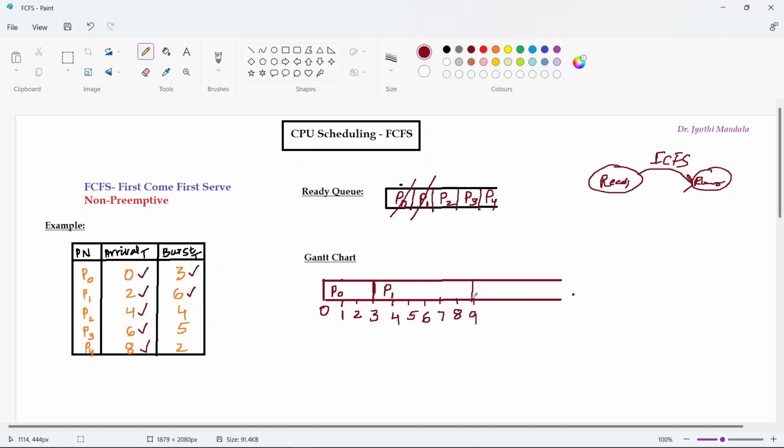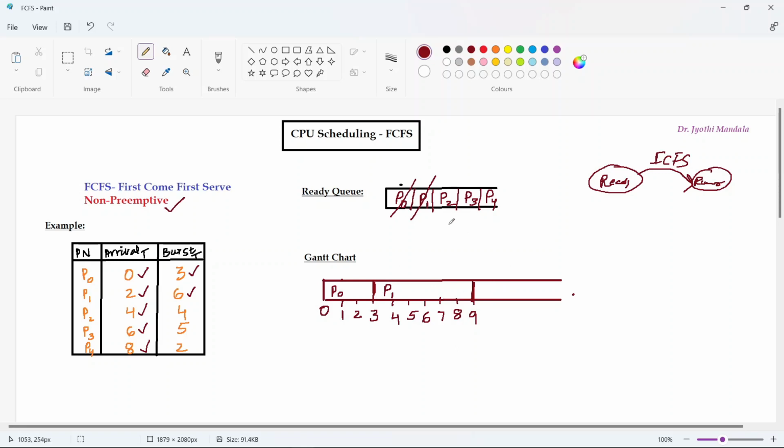Now here comes the end of P1. Okay, so understand 1 second, 2 seconds, 3 seconds, 4 seconds, 5 seconds, 6 seconds. 6 seconds of CPU time is required. Understand, because this is a non-preemptive scheduling algorithm, it has to complete its execution. Then only will the CPU switch to another process.